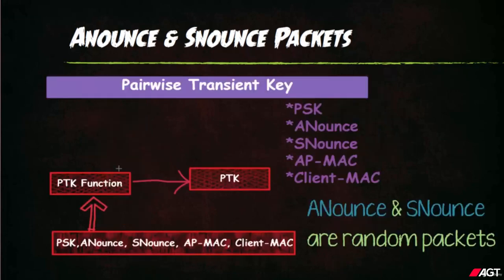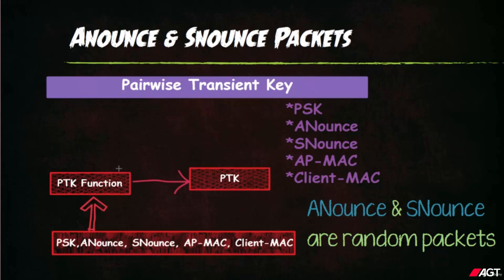So right now the client has the pre-shared key and the ANonce, which it has just received from the access point. An SNonce packet is similar to an ANonce packet, but it is generated by the client. The ANonce packet is generated by the access point and the SNonce packet is generated by the client, and both are random values, right? So if I disconnect and reconnect, these packets will have a different value.